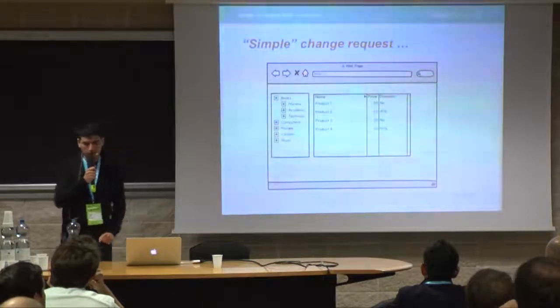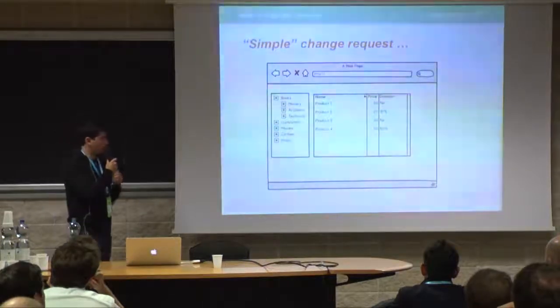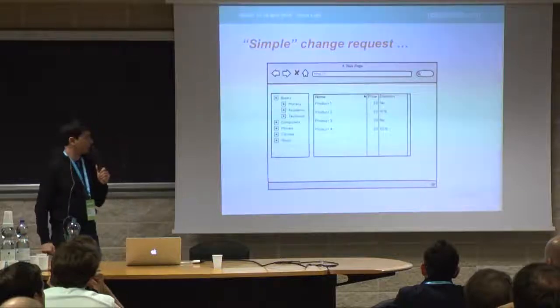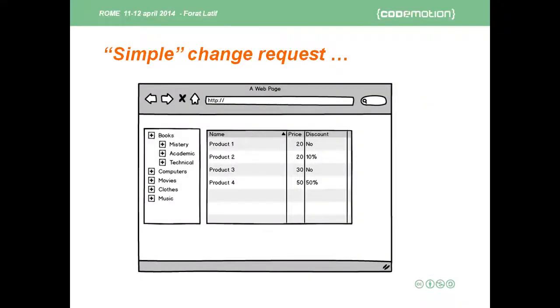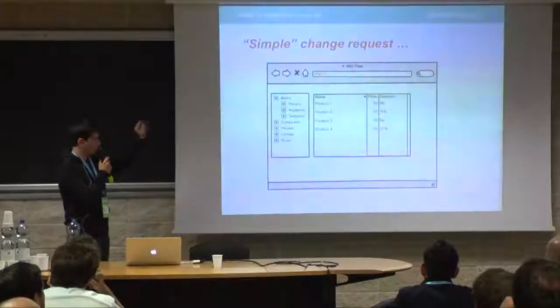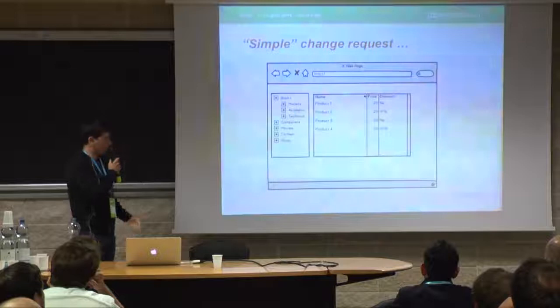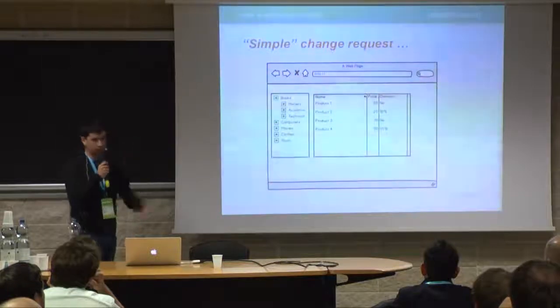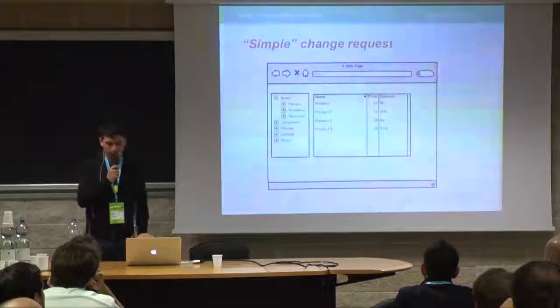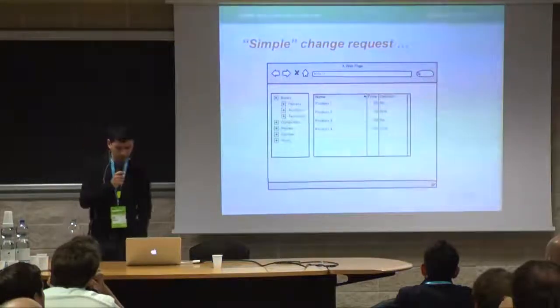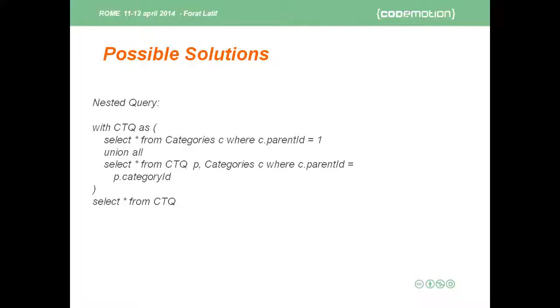However, what if the business owner makes a simple change request: if you click on the big category, he wants to see all the products in that category. For example, if you click on books, you need to see all the books. If you click on technical, you only see the technical books. That, from a business perspective, is simple. It's a pretty simple change. But what can we do to do that?